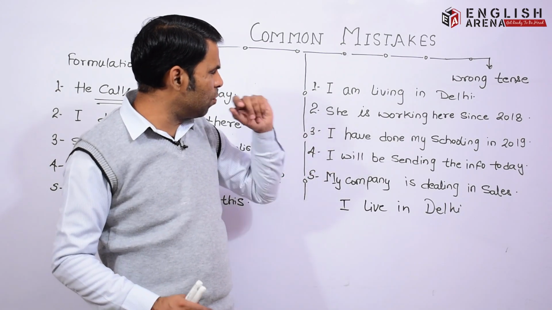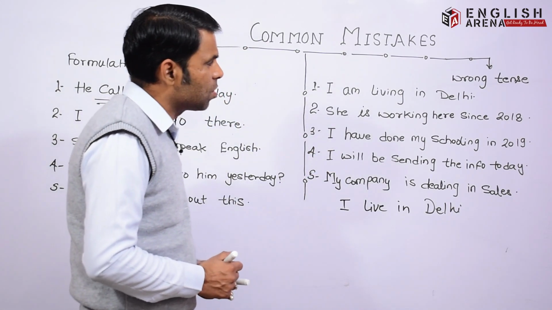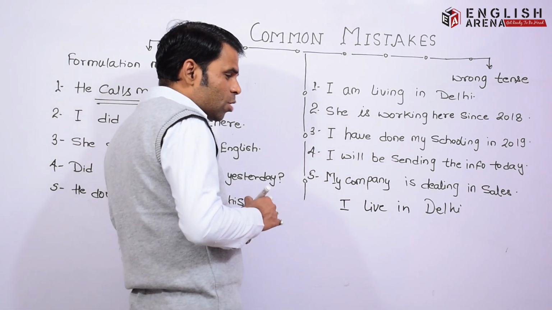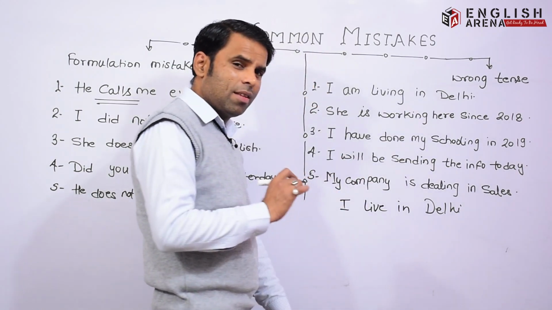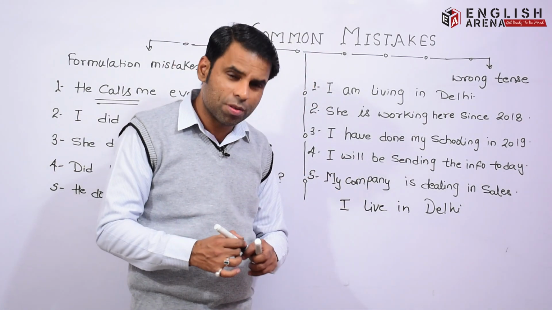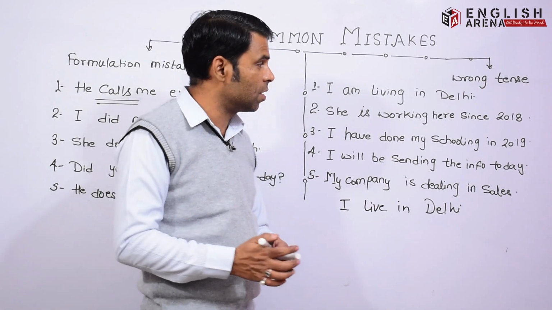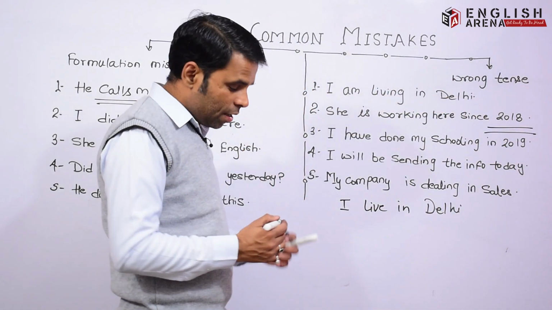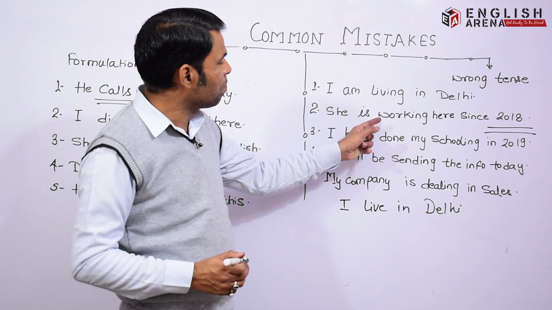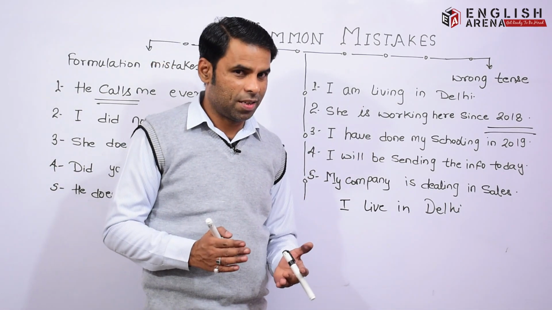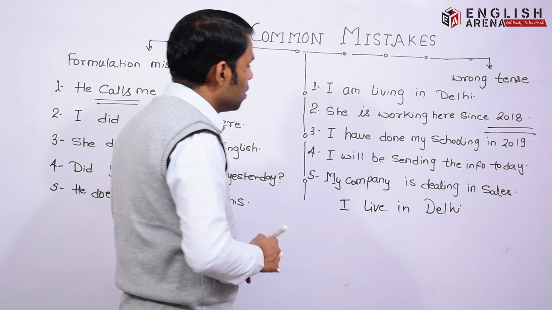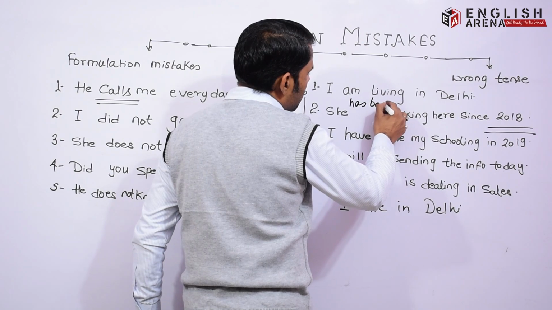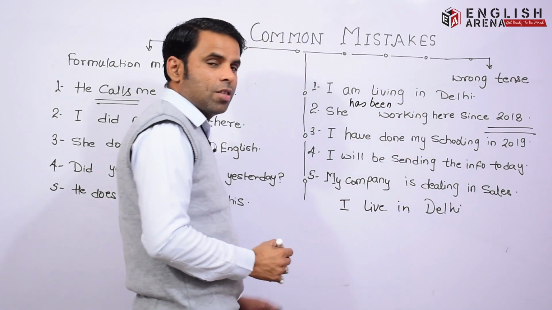Okay, let's go for another example. She is working here since 2018. Guys, whenever you talk about an action that was started sometime in the past, and you also mention the time, like when you started that action, there you do not use present continuous tense. You use present perfect continuous tense, not present continuous tense. So the right sentence would be she has been working here since 2018.